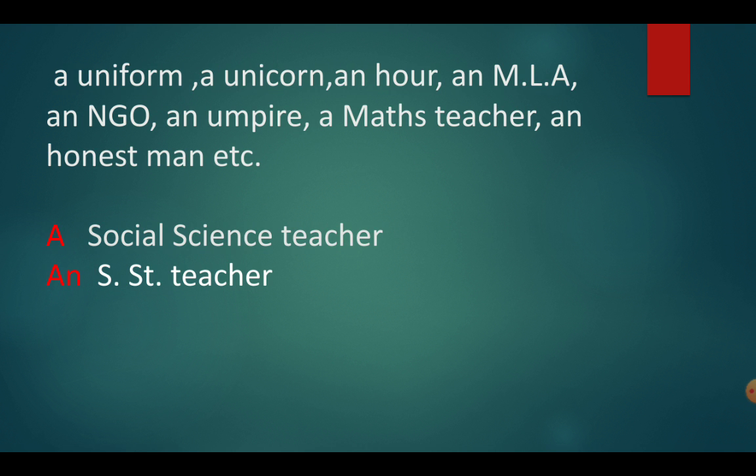Some examples. This topic, the use of a and an, will be clear to you with the help of these examples. A uniform, a unicorn, an hour, an MLA, an NGO, an empire, a maths teacher, an honest man, etc. I took some examples. A uniform. So you see that the first letter is U and U is a vowel. A unicorn, again first letter U and U is a vowel. And in the third example, an hour, the first letter is H and H is not a vowel, but still we used an here because the sound of hour is a vowel sound.